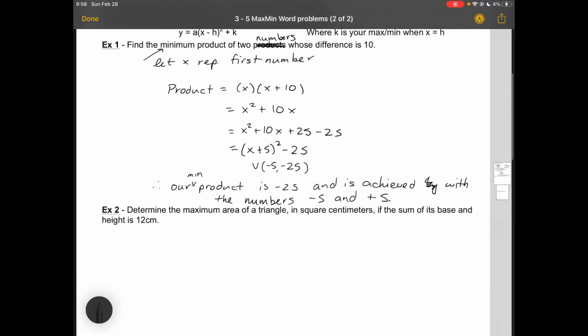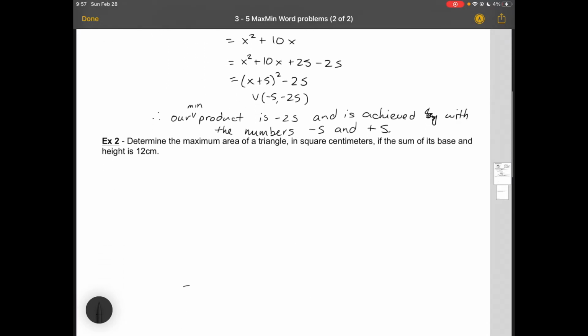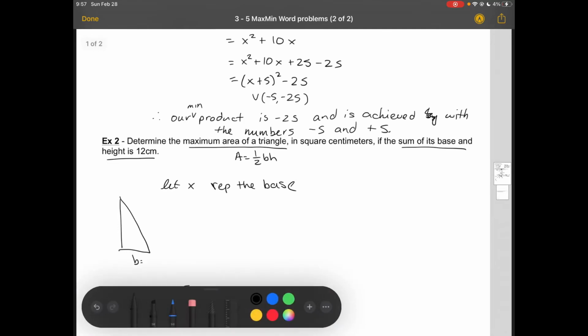Let's take a look at another example involving area. So here we're asked to determine the maximum area of a triangle. We know the area is 1/2 base times height if the sum of its base and its height is 12. So let's let x represent the base. Let's put x in here into our diagram.